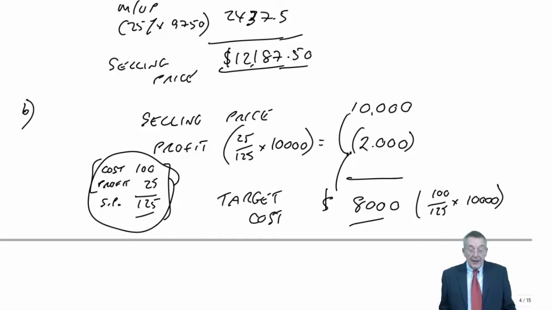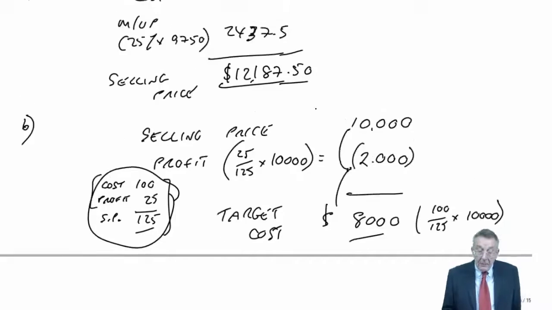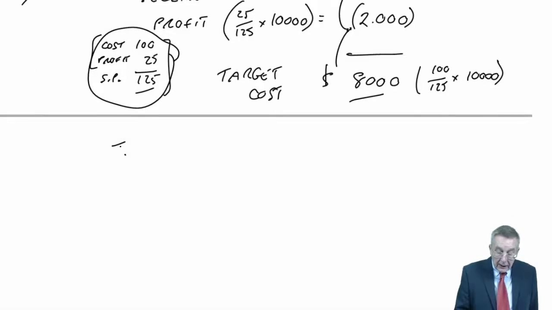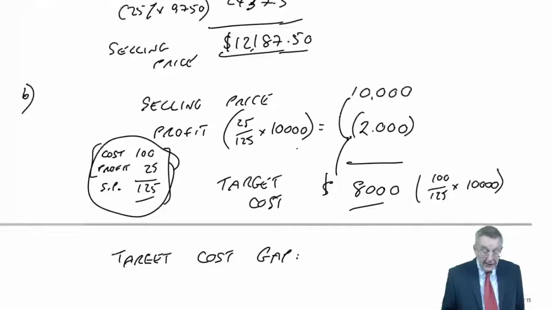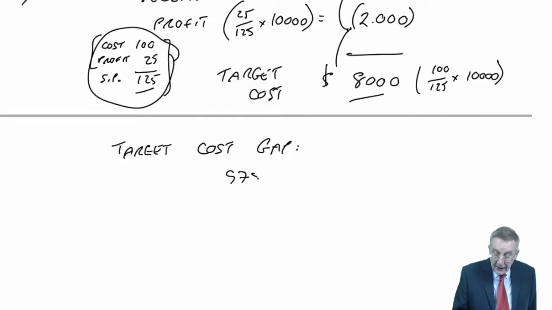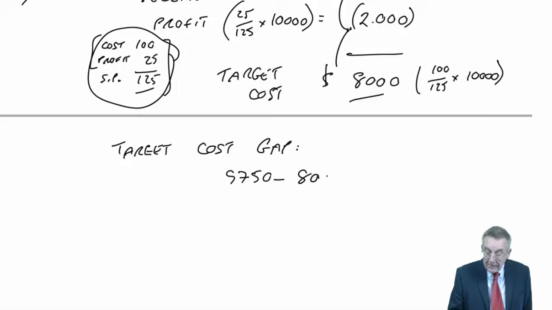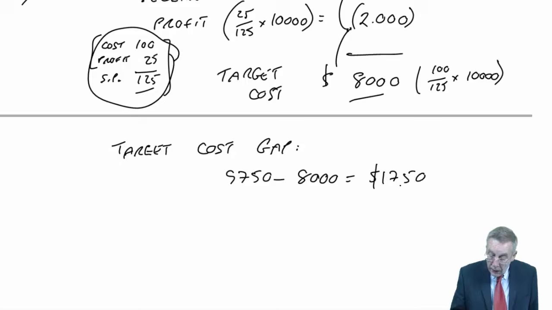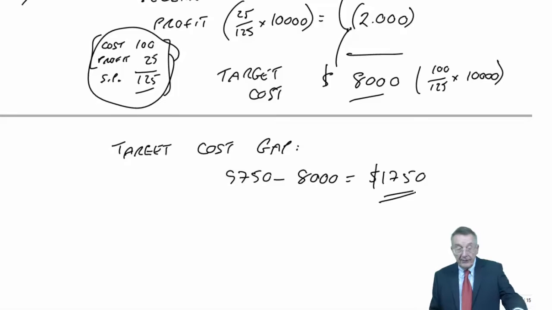So that would be our target cost, the maximum cost we can allow if we're going to be able to sell at 10,000 and hit our profit objective. And that's more than our estimated cost of 9,750. And so we'd have a target cost gap of the excess. What was it again? 9,750 is our estimated production cost. 8,000 is the target. We've got a cost gap of 1,750.